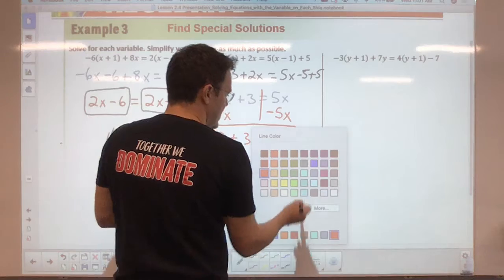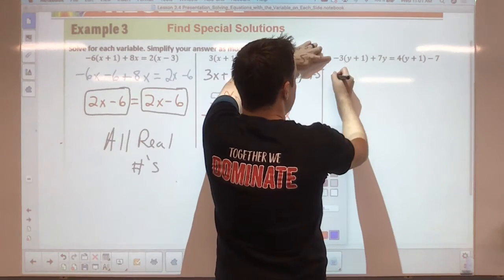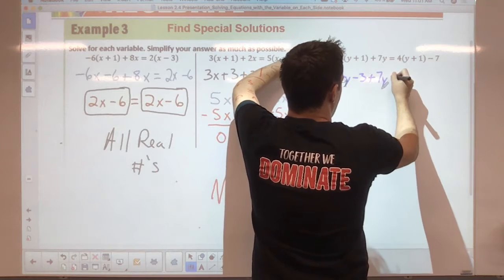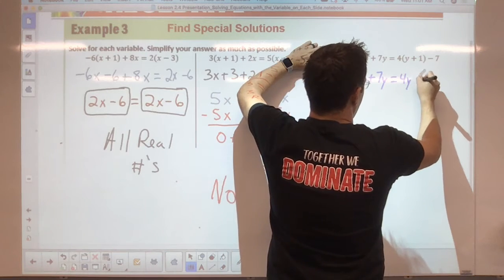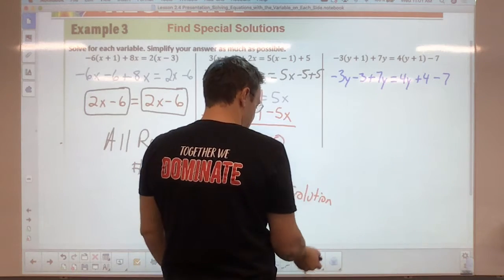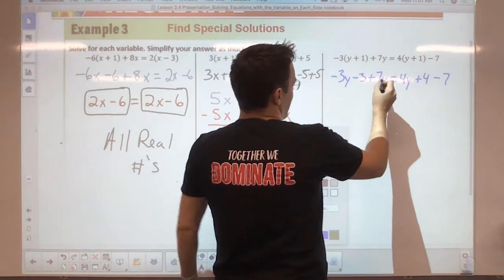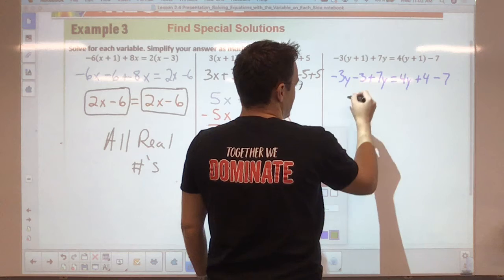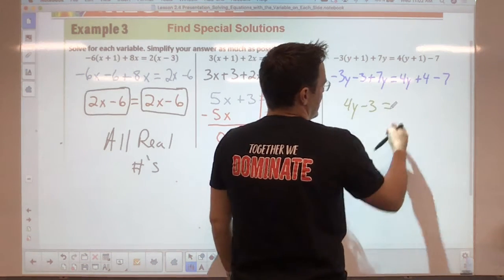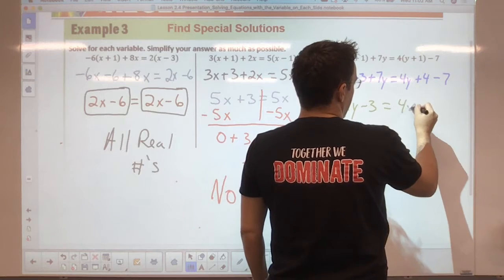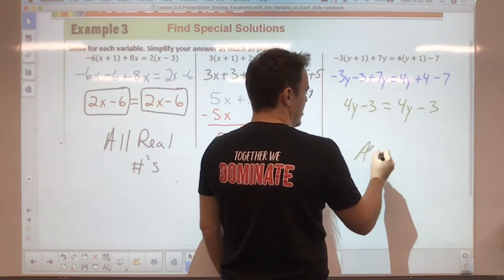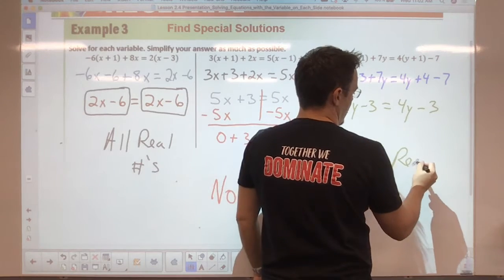All right, when you guys are doing that last one, do the distribution: negative 3y minus 3 plus 7y. There's a 4y plus a 4 minus a 7. All right, now combine like terms. When you do that, you'd get 7 minus 3 is 4y minus 3 equals, and then I have a 4y and, oh look, minus 3. They're the same, so this is all real numbers.